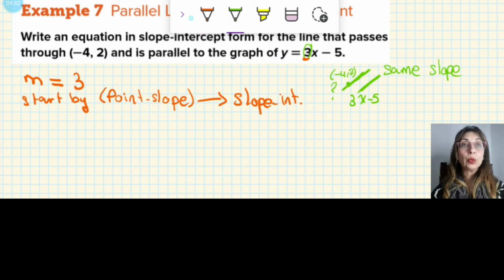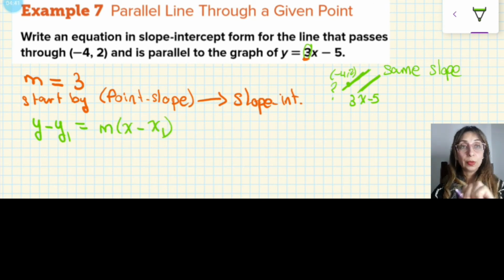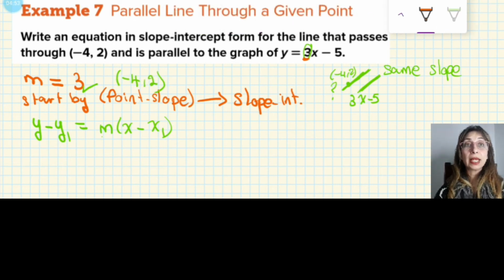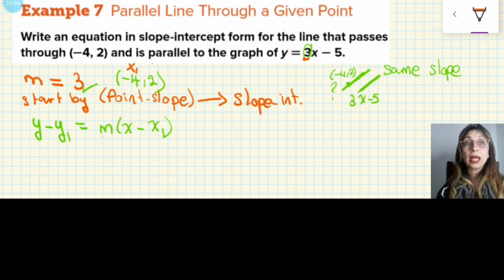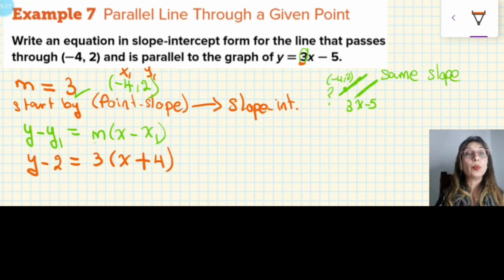The point-slope form, we know, is y minus y1 equals m times x minus x1. M is the slope, I have it. I also have the point (-4, 2), where x1 is negative 4 and y1 is 2. So I substitute: y minus 2 equals m times x minus negative 4, which makes plus 4. Now this equation is in point-slope form.